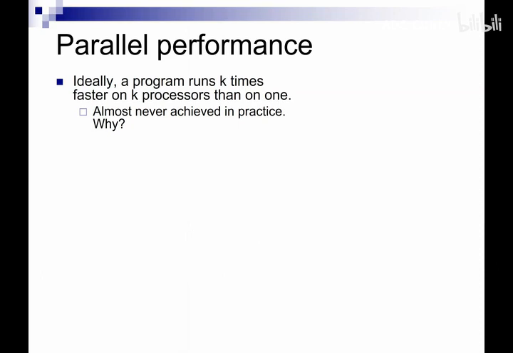When we talk about performance, we're usually talking about the speed of the program. If you take a program and run it on one processor, and then compare that time to running the same program using K processors, then ideally you want the program to run K times faster.